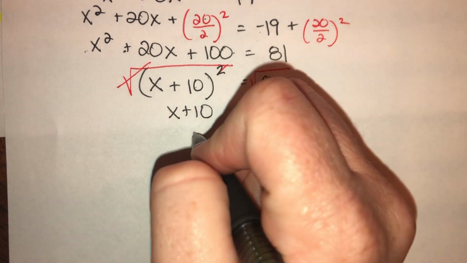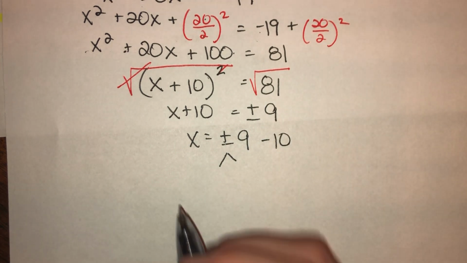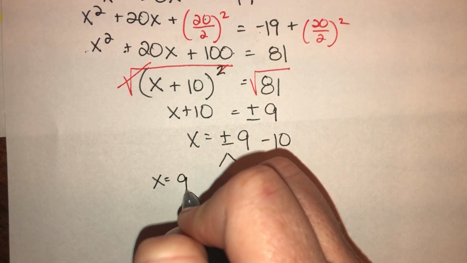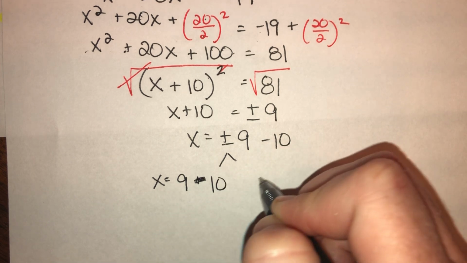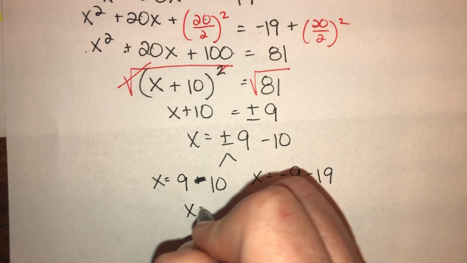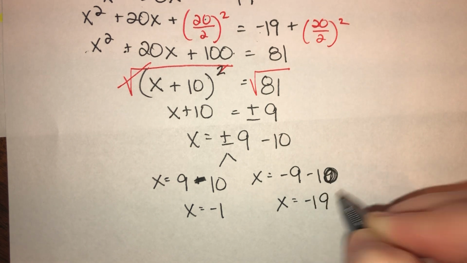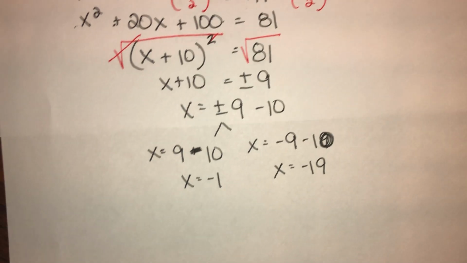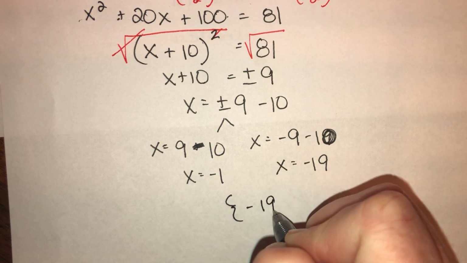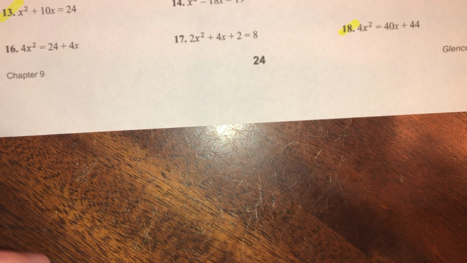So then I keep solving for x. I'm going to subtract 10 from both sides. Positive or negative 9 minus 10, and then I just separate it. X is going to equal positive 9 minus 10, or x is going to equal negative 9 minus 10. So that's going to be a negative 1 or a negative 19. So my solution set would be negative 19, comma, negative 1. Okay, hopefully that's making sense to you, okay? That was number 9. Got 2 more left to go. Number 13 is going to be our next one.